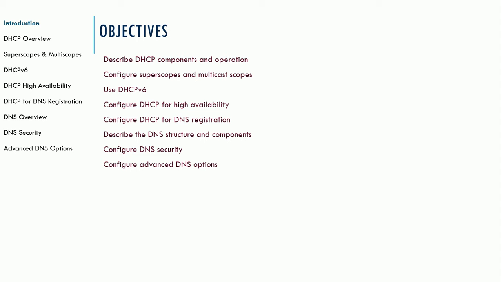Once we're done, we're going to transition into DNS. We'll talk about using DHCP for DNS registration. That way, we can register systems in DNS using DHCP. So there's a connection there between DHCP and DNS. And then we flow into DNS. We'll do a quick overview of DNS structure and components. And then we'll talk about DNS security. And then finally, some of the advanced options available to us with DNS.